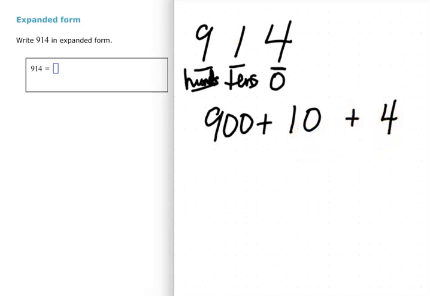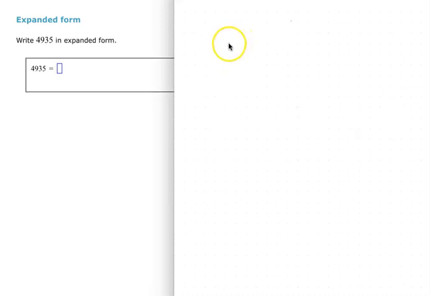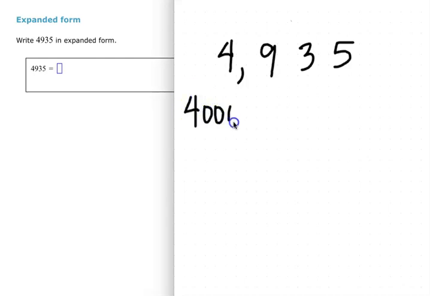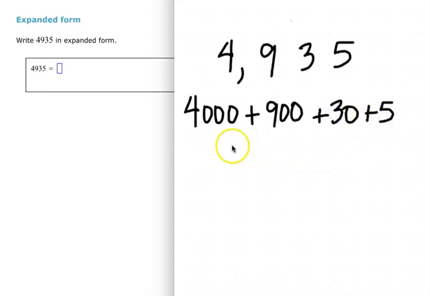Let's try another one. Okay, so let's try the expanded form of 4,935. Now you notice I said it slowly so that you had time to process. And I'm going to go from the left side to the right side this time, okay? It's kind of how we say the number, 4,000 and 935. This is it. This is written in its expanded form, okay?